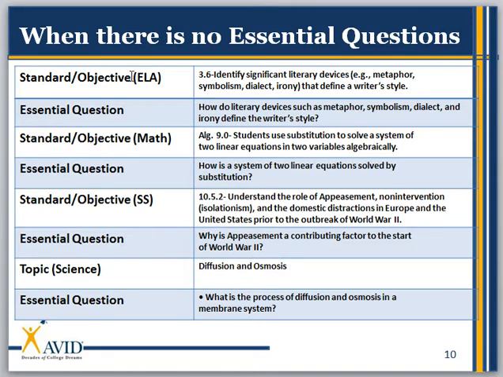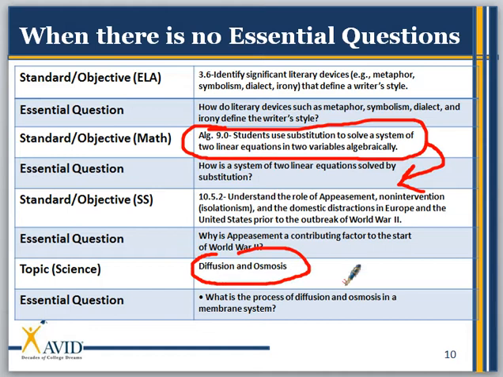So, if we're talking about math, your essential question could be, how is a system of 2 linear equations solved by substitution? Now, where did you get that? You used the objective from the book, or perhaps you used the objective from a website, and you turned it into a question. All right? If you're working on a topic in science, once again, you got to turn that into an essential question. This is going to take critical thinking skills on your part.